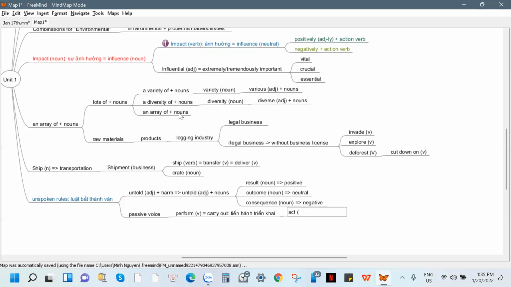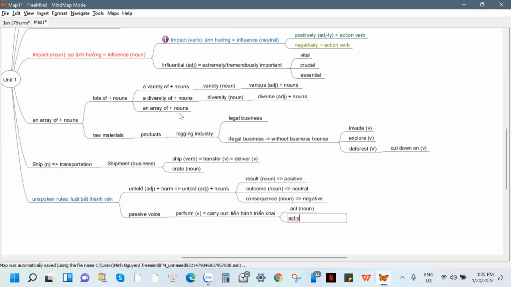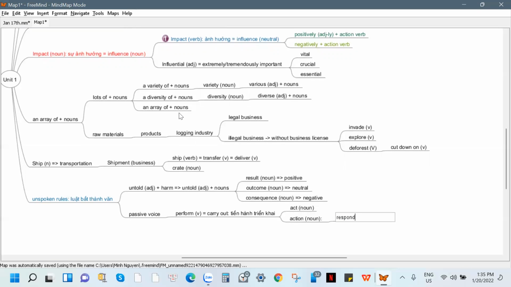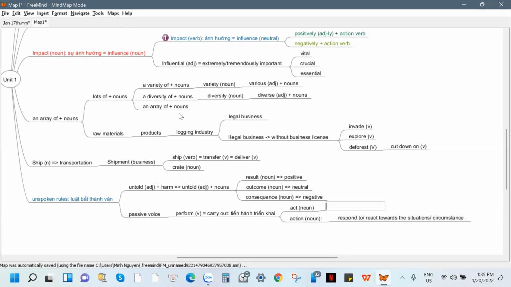Act is different from action. If you say action, it only means this is the way that I react. This is the way that I respond to the situation. So if you use the word action, it means this is how you react towards the situation or circumstance. But if you use the word act, it means something like you choose. That is your choice. That is your choice of act.